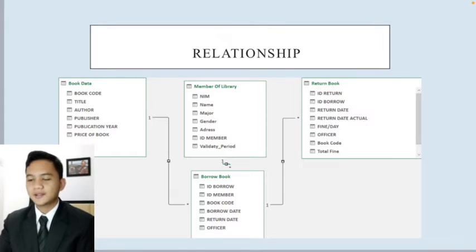In our project, we have relationships from one table to another table, and we have three relationships. The first is book code from book data table has relationship with book code from borrow book table. And the second relationship, we have ID member from member of library table has relationship with ID member from borrow book table. And the last relationship, we have ID borrow from borrow book table has relationship with ID borrow from written book table.